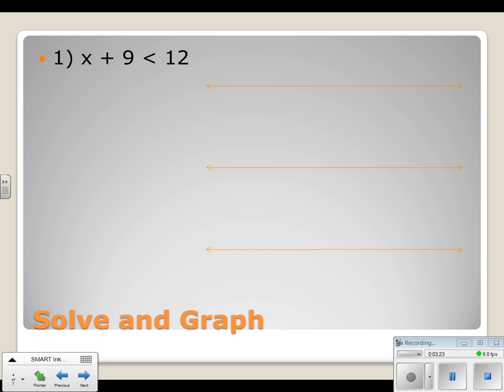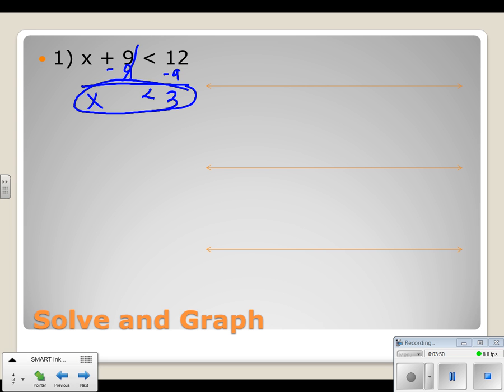So in number 1 here, we have x plus 9 is less than 12. We want to know what values we can replace x with for x plus 9 to be less than 12. Using those properties, we want to get rid of plus 9, so we subtract 9 from both sides. Then we're left with x is less than 3. So our answer here is x can be anything less than 3.